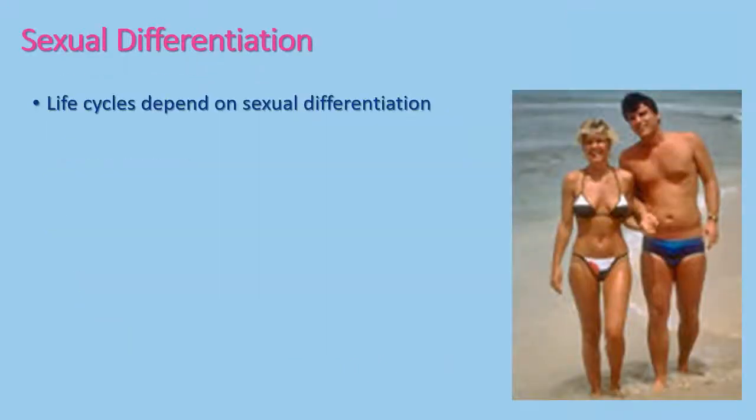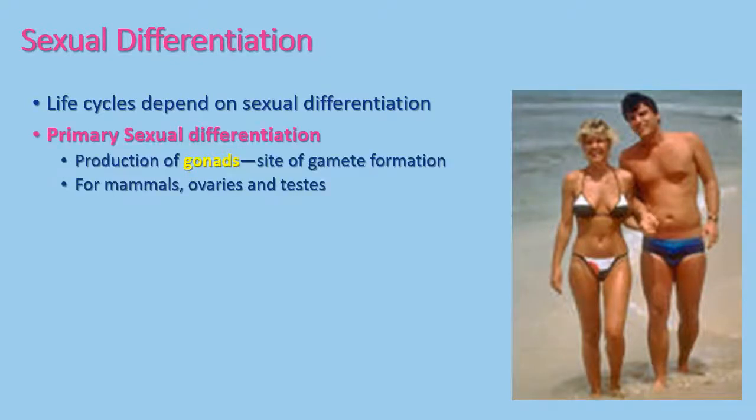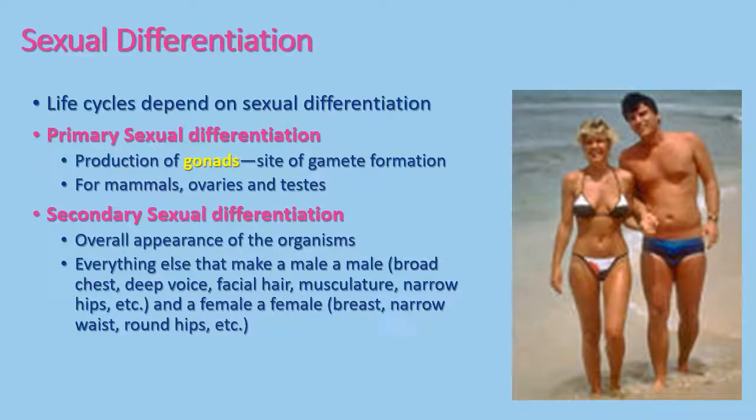So talking about sexual differentiation, we have what's called primary and secondary sexual differentiation. The primary sexual differentiation is simply the gonads. For mammals, that would be that females have ovaries and males have testes. And of course, this is the site of the gamete formation.